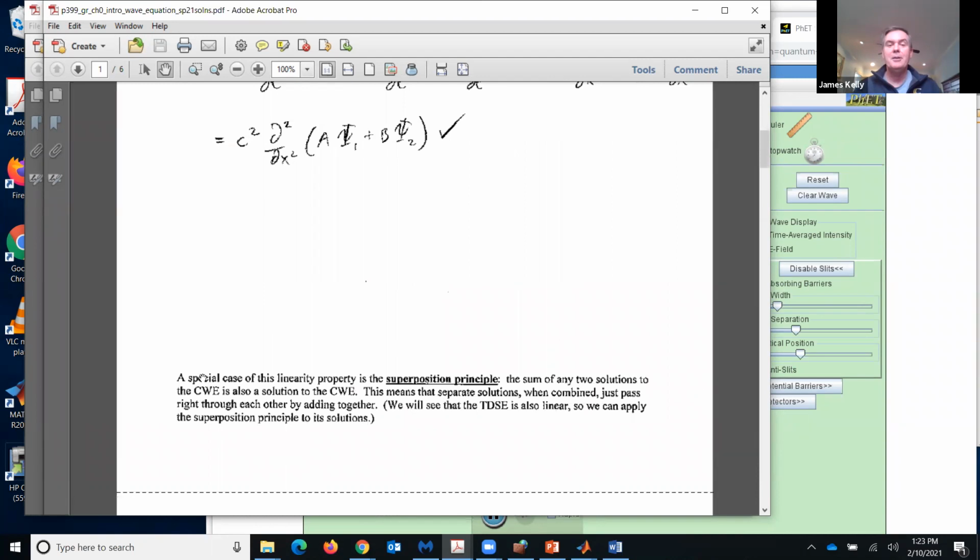Now, a note down at the bottom says a special case of linearity is the superposition principle. Superposition principle says that if you have two solutions to a differential equation and it's linear, then the sum of those two solutions is also going to be a solution. And we know that from our wave solutions, right? If I've got a pulse traveling to the right, and I've got a pulse traveling to the left, those are two different solutions to my wave equation. Then the sum of those two, which would be both pulses traveling towards each other and passing through each other in a certain sense, is also going to be a solution.